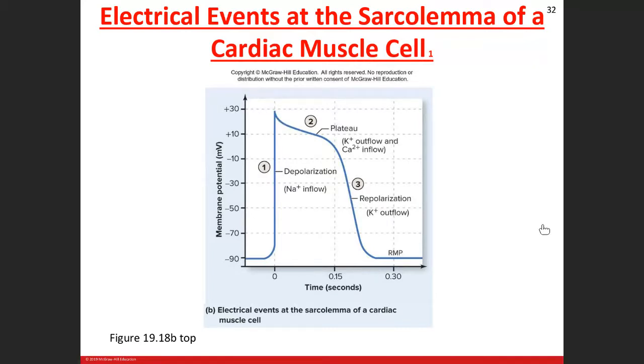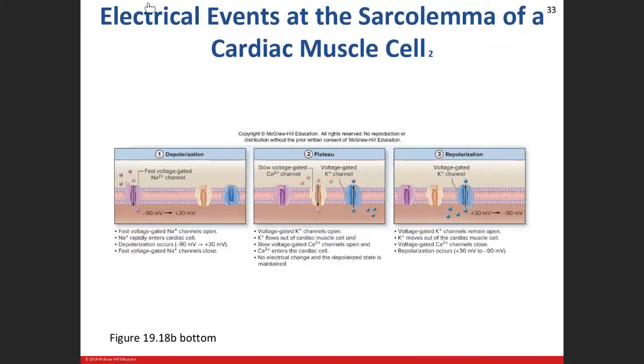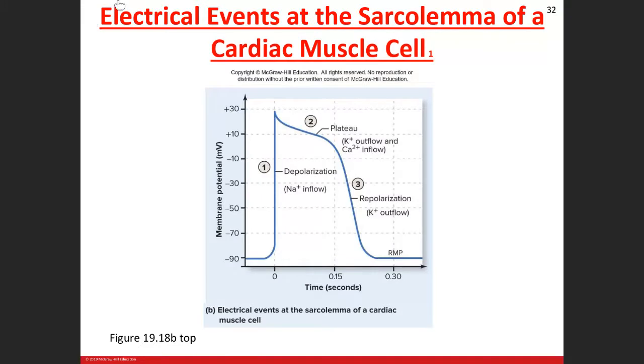Now, I'll actually take you through three slides here. That's what we're seeing right here. Here's our fast voltage-gated sodium channel. It opens up, sodium floods in. We go from a -90 millivolt resting membrane potential to +30. Good so far? And that's what we're seeing here. For that depolarization, sodium flows in, and it shoots the membrane potential to that +30 value. So that's the first part. There are 3 steps or phases.